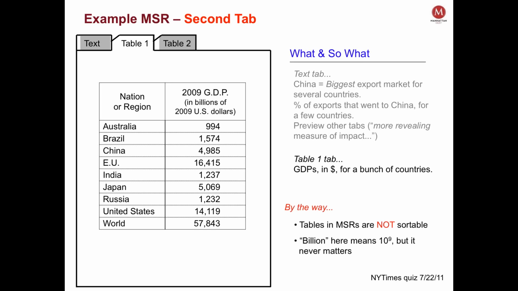Okay, and by the way, you cannot sort these tables. Unlike the sortable table problems, MSR tables are never sortable. Just a little note, you should know billion and million: billions are 10 to the 9th, millions 10 to the 6th. You don't actually have to use it here, but sometimes you do have to be careful of units of things like dollars and population. All right, so we're kind of done with this one.